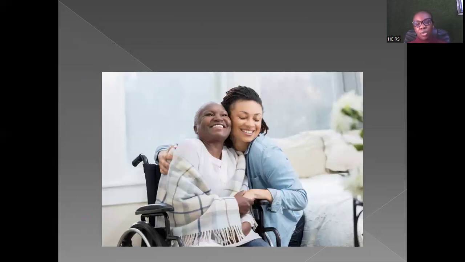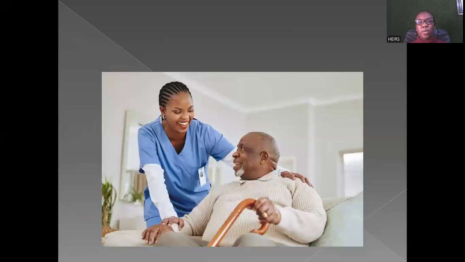And here is a picture of a caregiver and a patient demonstrating love and belonging. And here's also another one. See the way the caregiver is looking so adoringly at our patient.